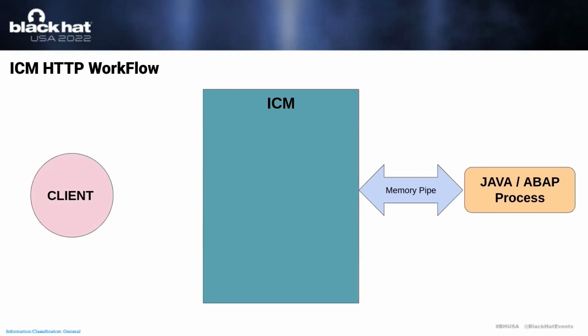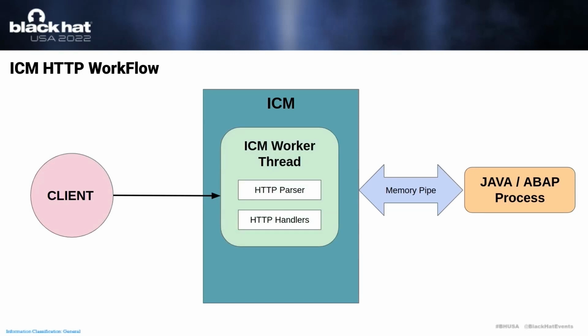I'm going to abstract a lot of the internals of the architecture so that I can explain this in 40 minutes. I'm going to see the ICM as just a system that will receive clients' requests and responses. First, when a client starts a TCP connection, the ICM will start a worker thread, which is just a simple thread, that will be assigned to this TCP connection to handle all the requests and responses. To do so, it will use an HTTP parser and also some internal handlers to try to resolve the request and generate a response.